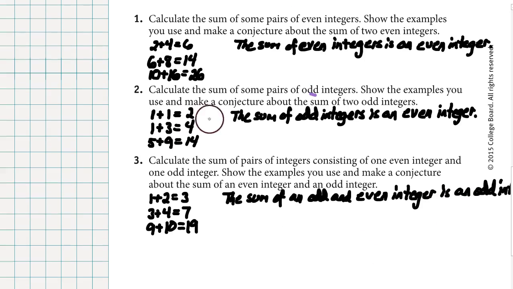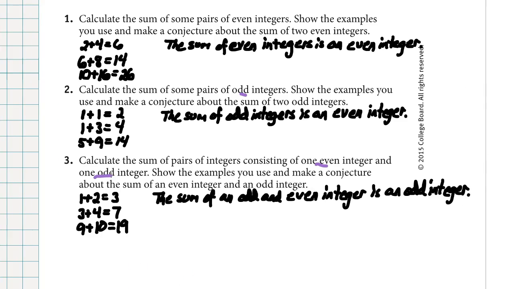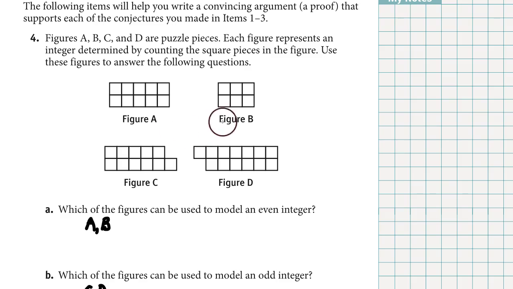Number 3, let's calculate the sum of pairs of integers consisting of one even and one odd number. 1 plus 2 is 3, 3 plus 4 is 7, and 9 plus 10 is 19. In each case, I chose an odd number and added an even and discovered that the answer is odd. So my conjecture is that the sum of an odd and even number is an odd integer. The following items will help us write a convincing argument called a proof that supports those three conjectures.